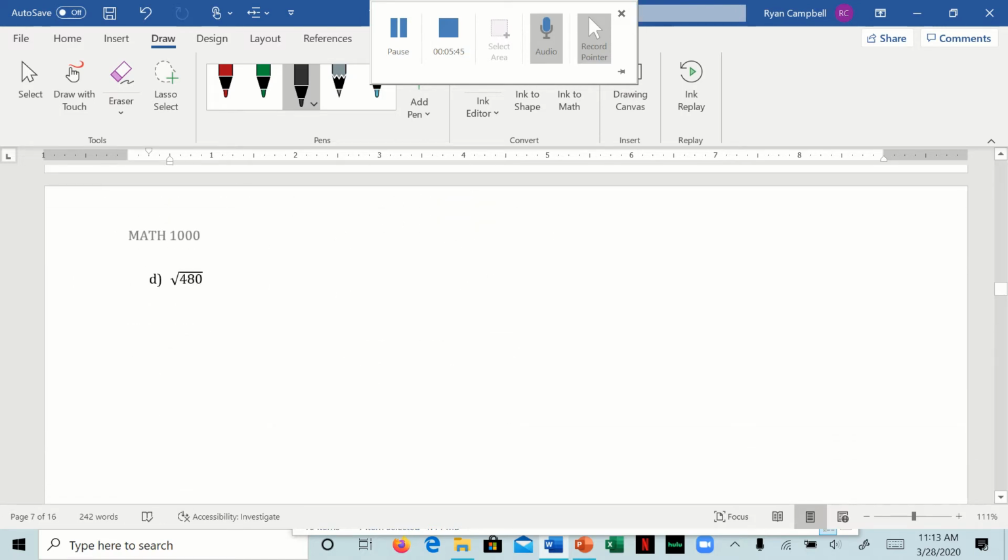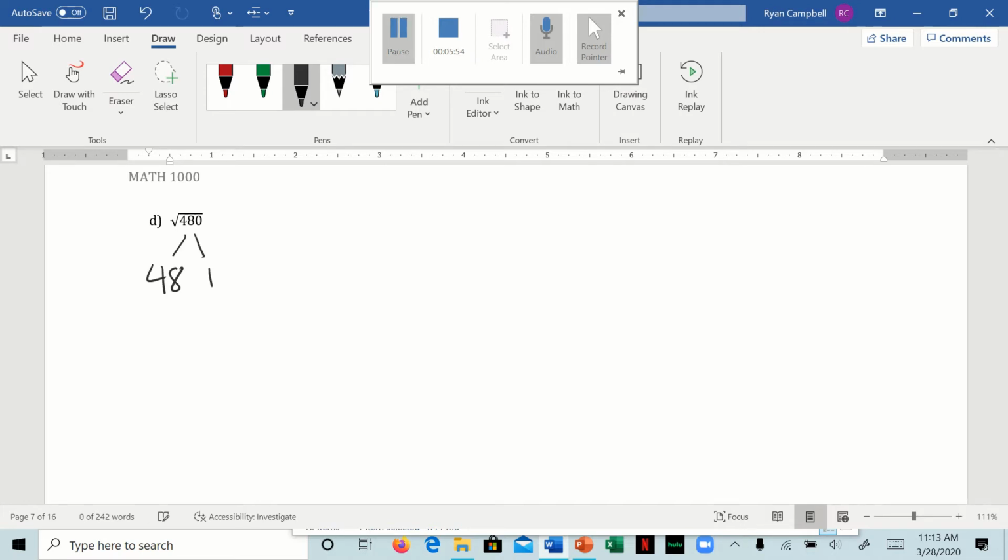All right, let's look at one more. If we have the square root of 480, we can split that up into 48 and 10. We can split up the 10 into 2 and 5. Can't split these up anymore, right?